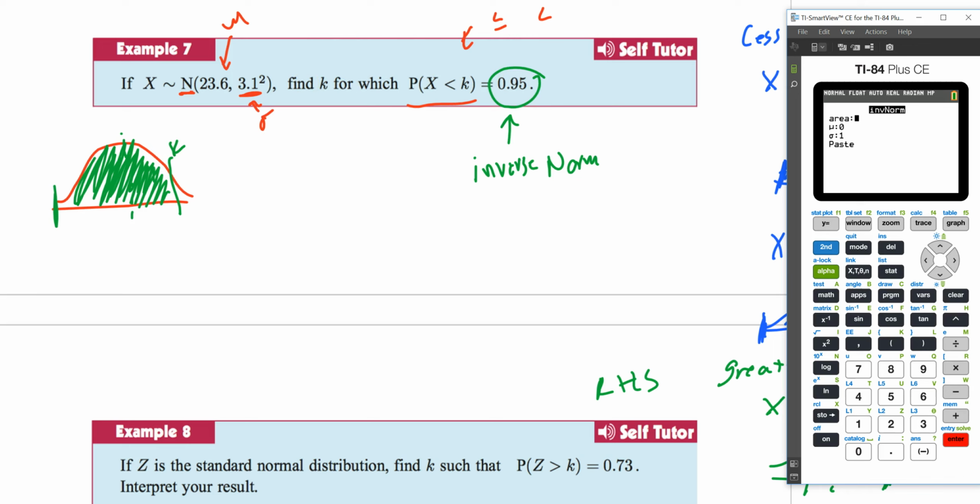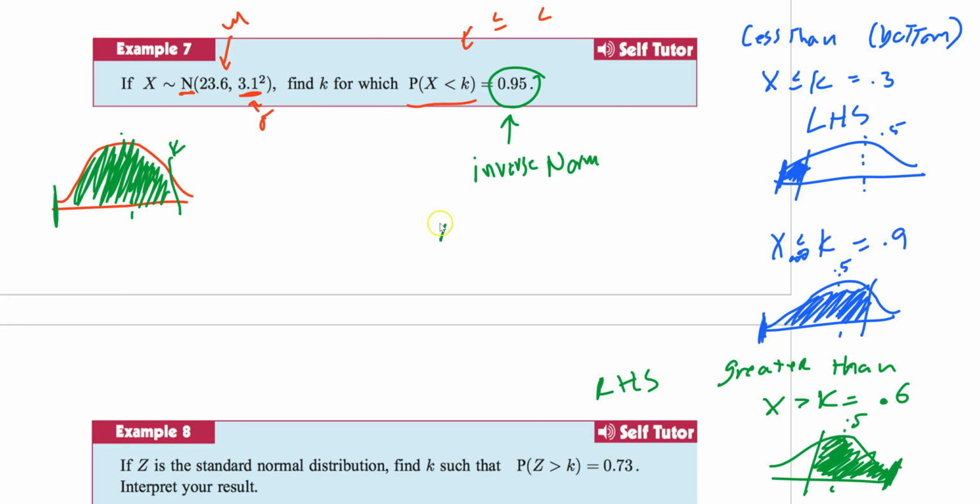Area is your probability, right? Because this is technically an area underneath the curve. Again, that makes more sense in calculus. So 0.95. Mean is 23.6. Our standard deviation, that's just a fancy way of writing it, 3.1. Hit enter, paste, and you get 28.6 or 28.7 to keep it fixed.